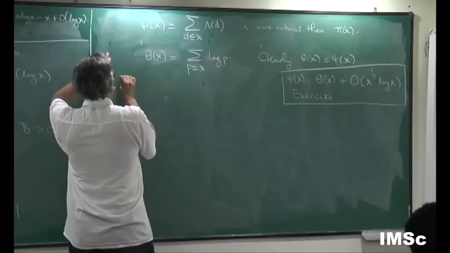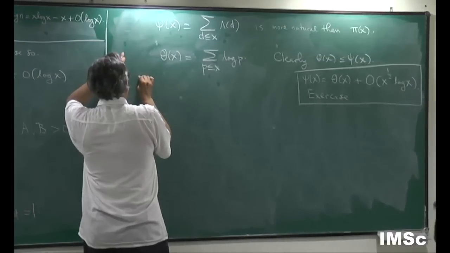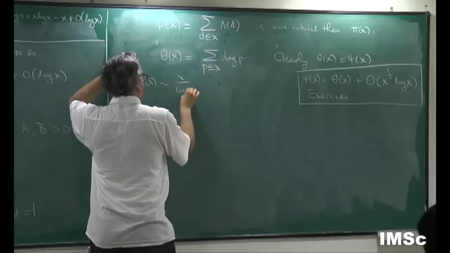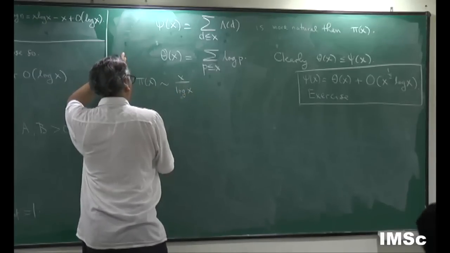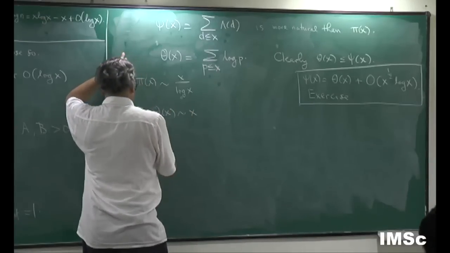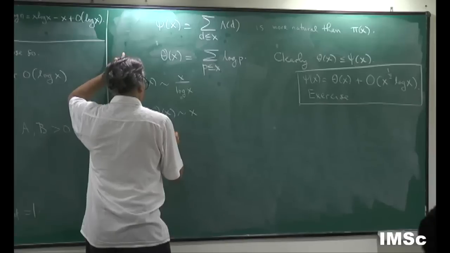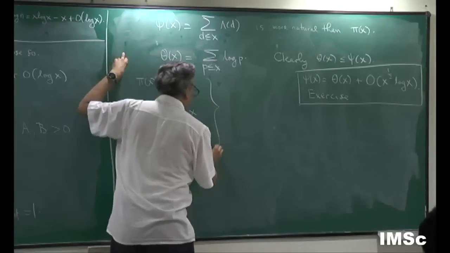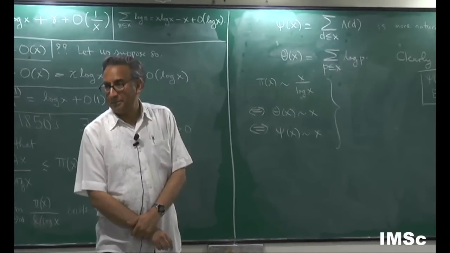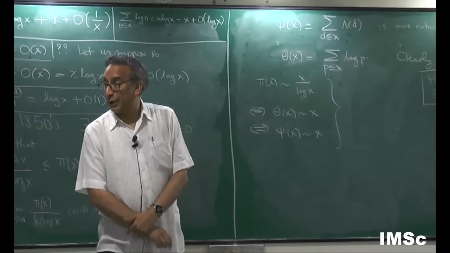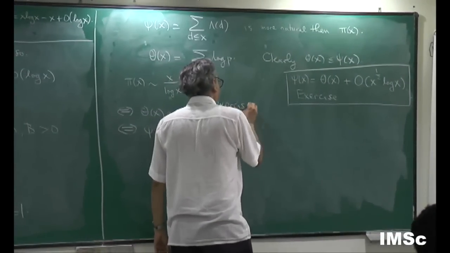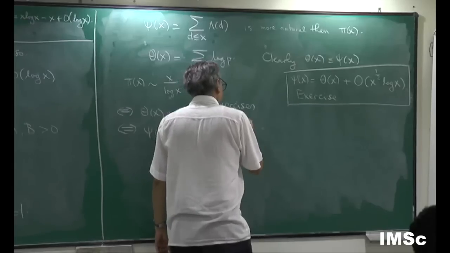So what Chebyshev proved was pi of x being asymptotic to x over log x is completely equivalent to theta of x being asymptotic to x, which is completely equivalent to psi of x being asymptotic to x. And these assertions are all exercises in Abel's lemma. You just have to see how we put it together. It's very straightforward. So exercises in Abel's lemma.